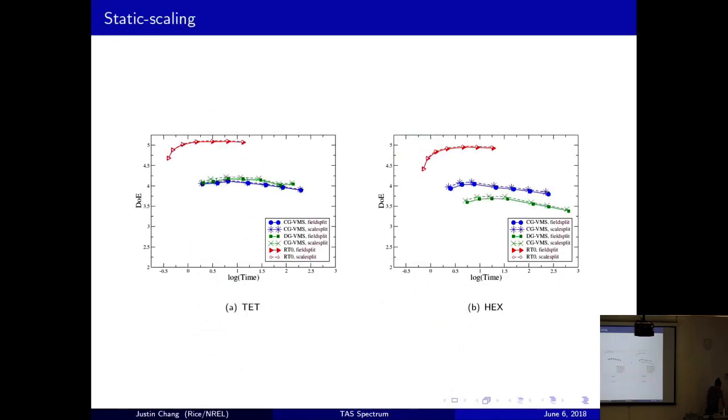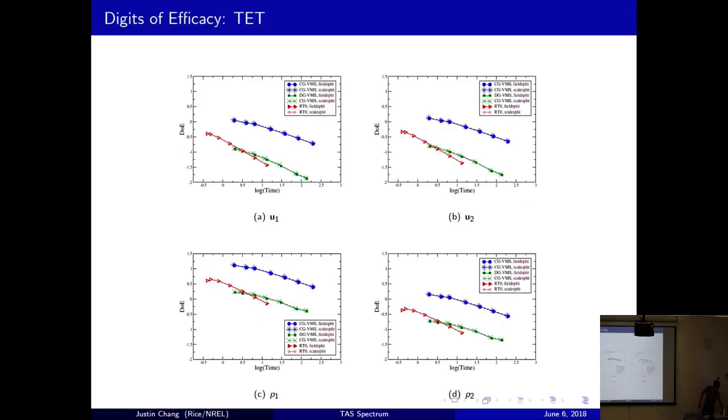Now if you look at the static scaling, the RT0 appears to process... okay, the y-axis should say degrees of freedom per second, not digits of efficacy. So the degrees of freedom processed by these two solve options appear to favor the RT0 element. But what happens if we look at digits of efficacy? Because we know that RT0 has really low accuracy, we now see that the CG VMS method actually beats out the other two algorithms.